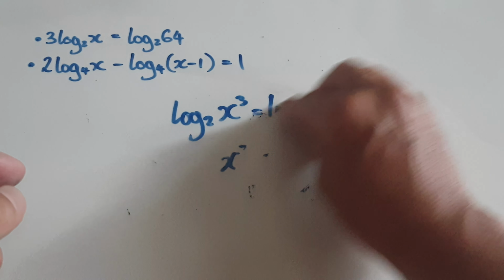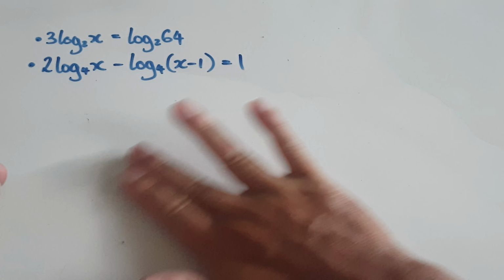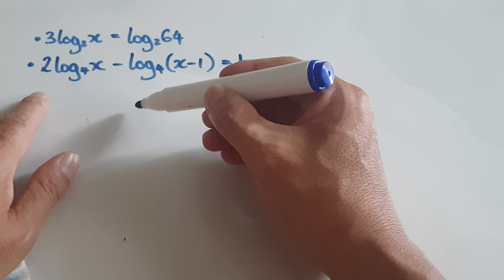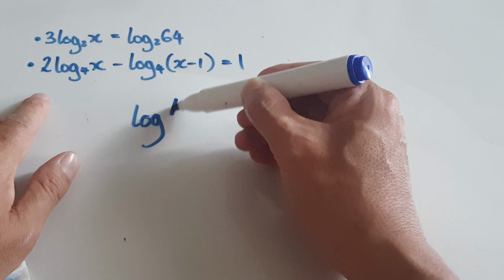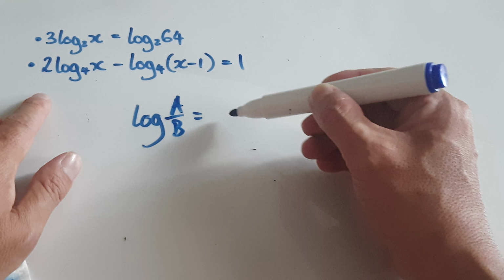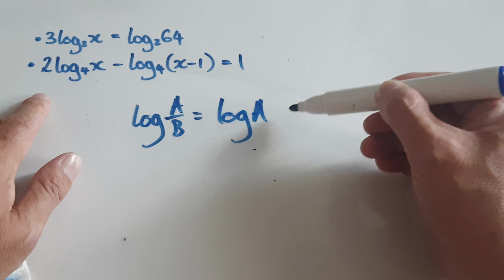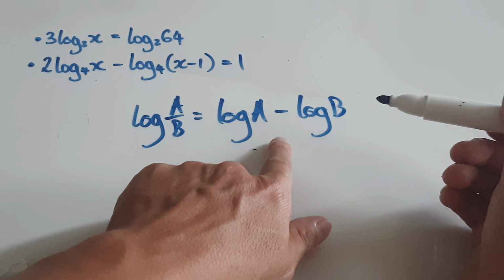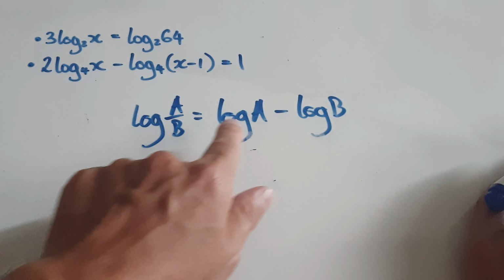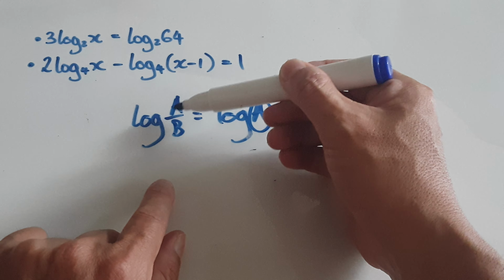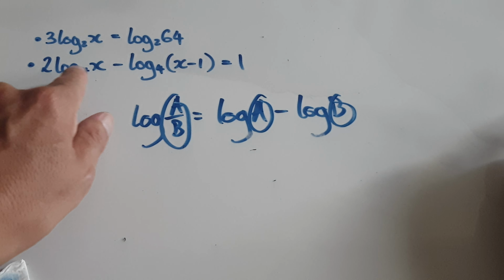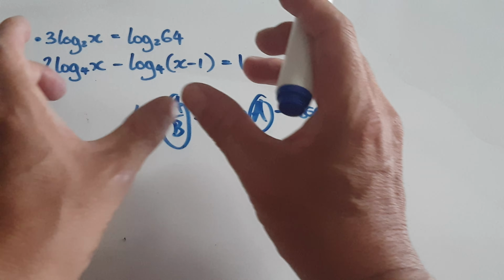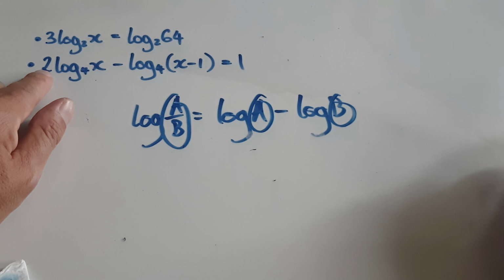So for the second one, just know that whenever you have log of a divided by b, that's the same as log of a take away log of b. And then I'm expecting you to know this. So one thing take away another, you can merge these two together into one fraction. One log block take away another block, you can merge them together. But be careful, there's a 2 here.